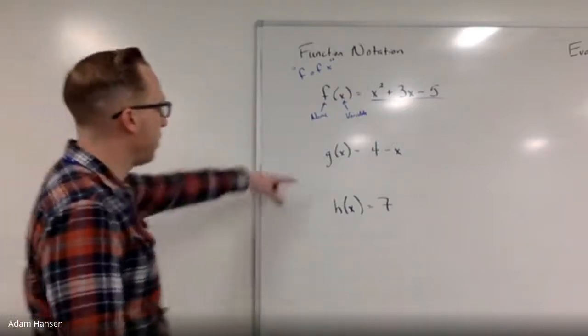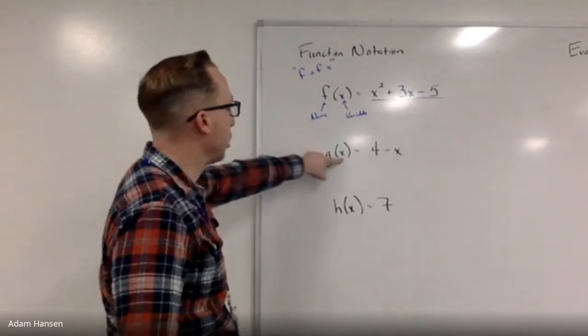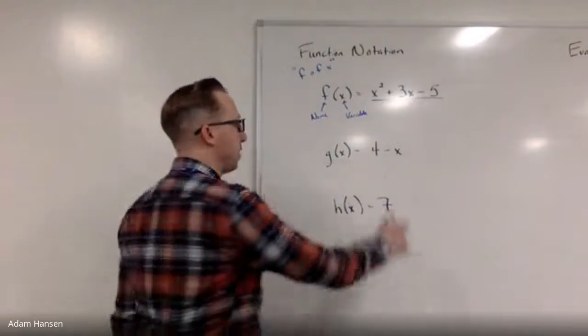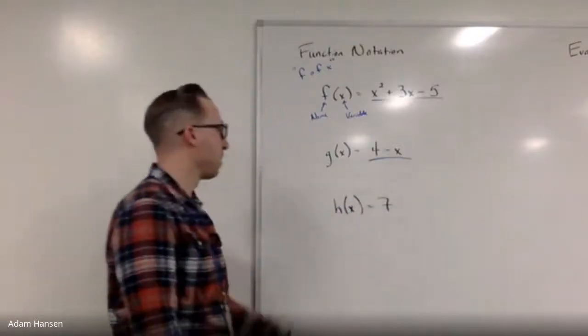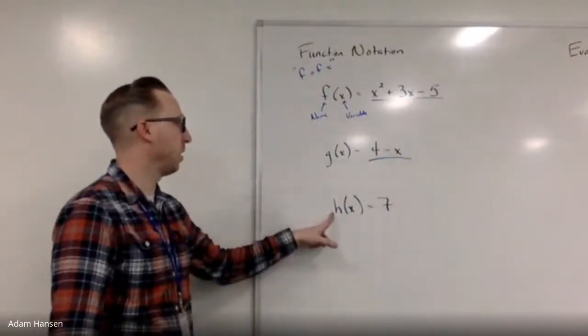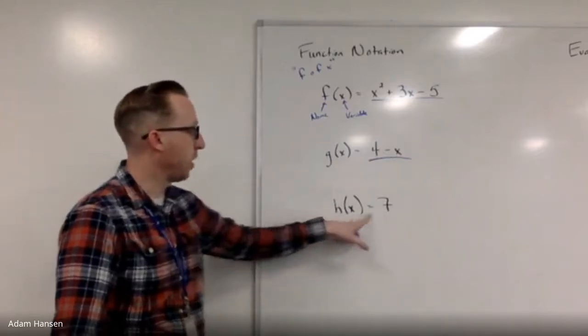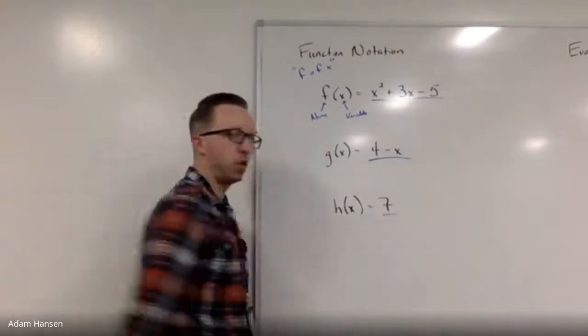G of x is another named function. G, written in terms of variable x, function g in terms of variable x, is given as 4 minus x. And for our last example here, just made up h of x is equal to 7. Function h in terms of x is given as 7, for example.